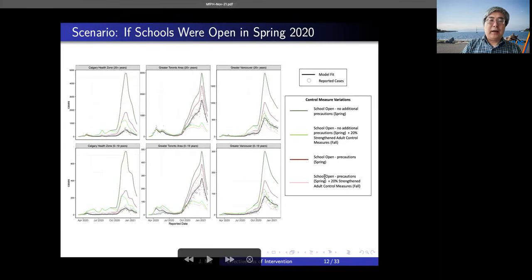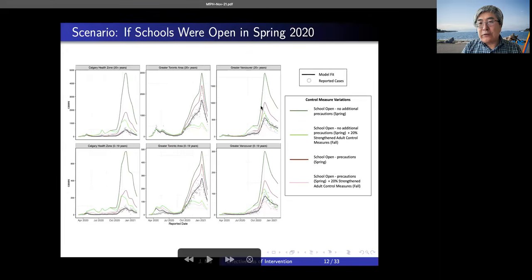What if in the spring of 2020, at the beginning of the epidemic, the schools were open rather than closed? That, interestingly, has a much larger effect. In Calgary, as you can see, the dots are still the cases. The blue curve down here is our best estimate. But if the schools were open, this blue curve in Calgary is very high. It brings up the cases almost an order of magnitude higher.